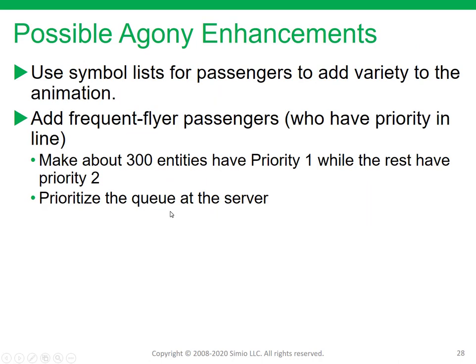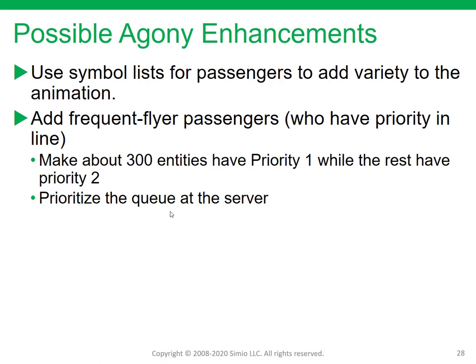Possible enhancements to this, now that we have the model, something that you can try on your own, is you could use the symbol list for passengers to add some variety to the animation. So we could add multiple symbols for the agent, and then use the random selection on the source to select random images or random symbols for the arriving passengers.